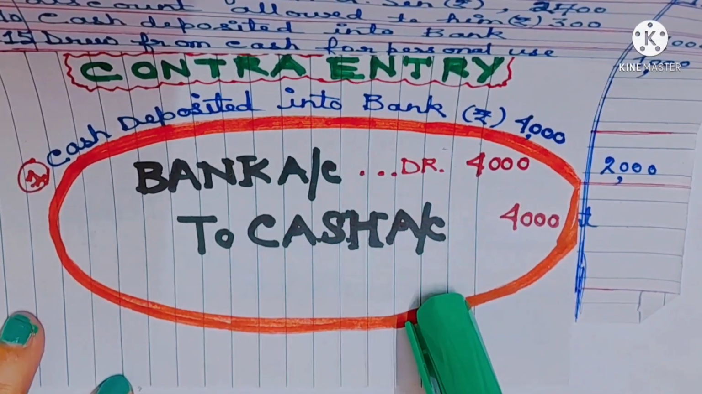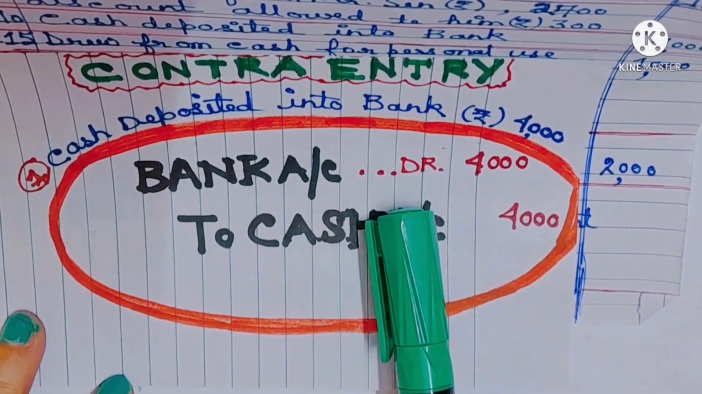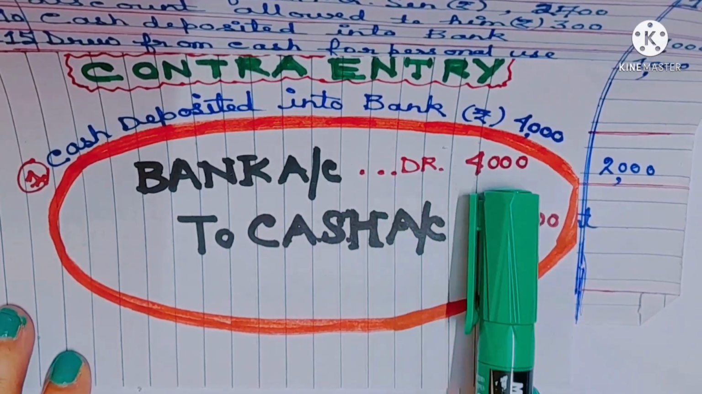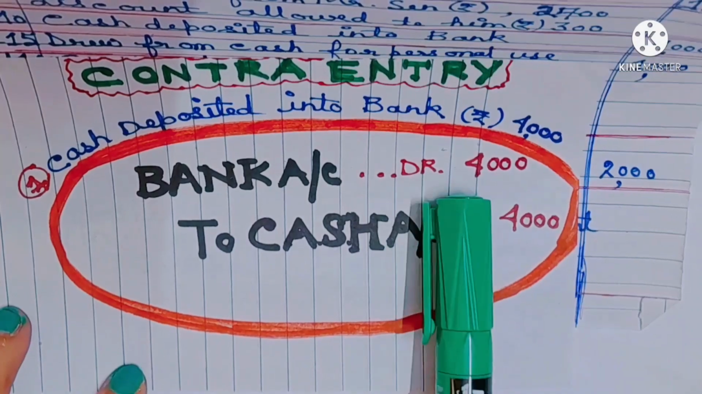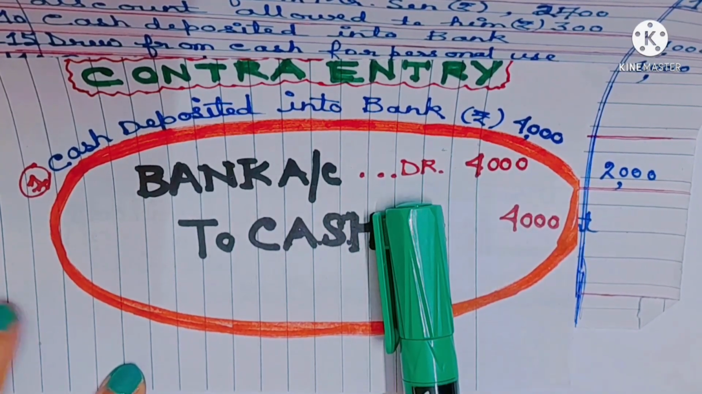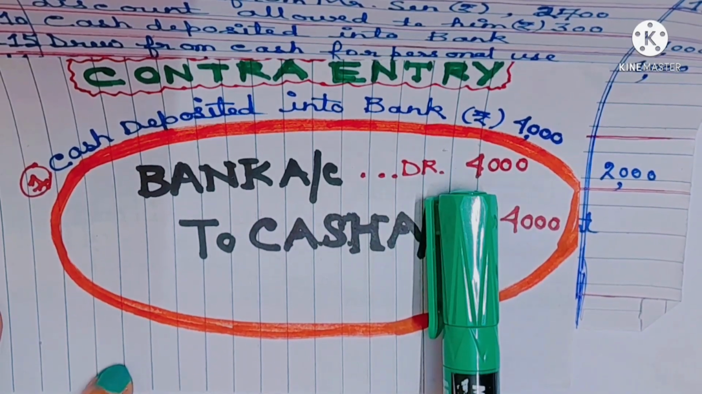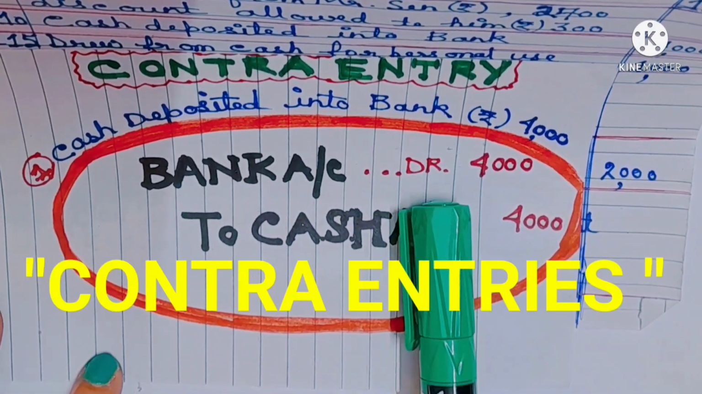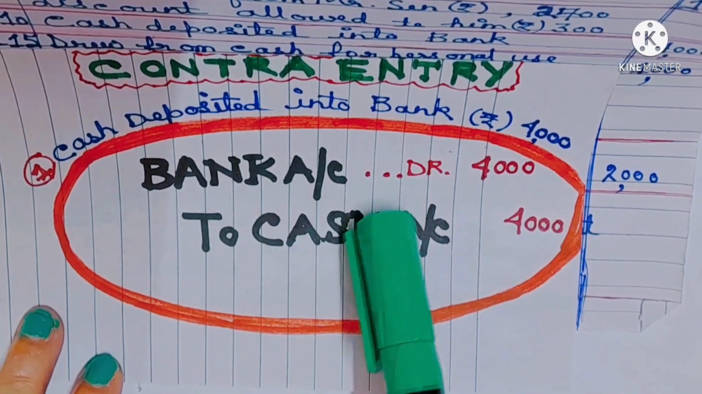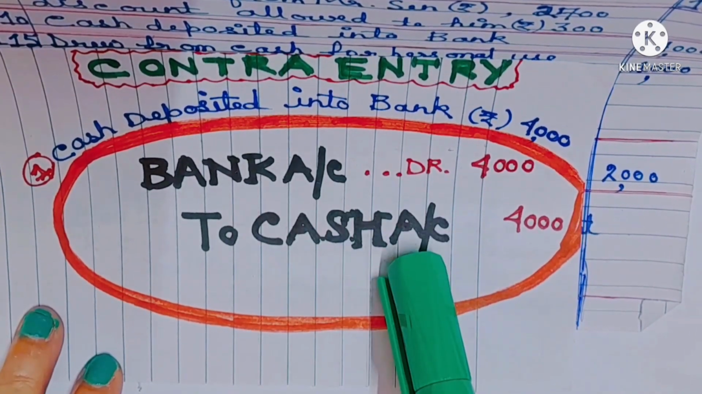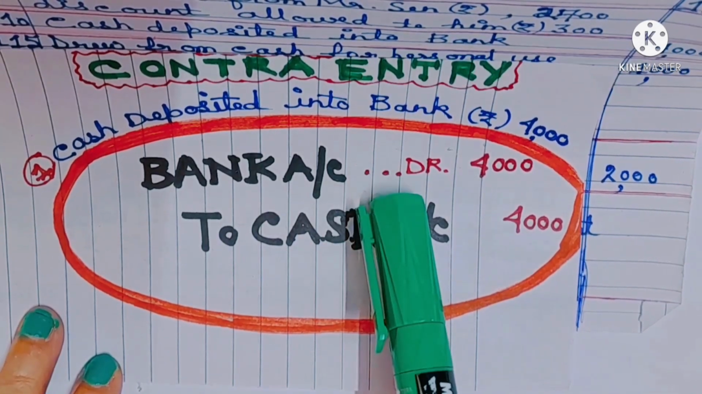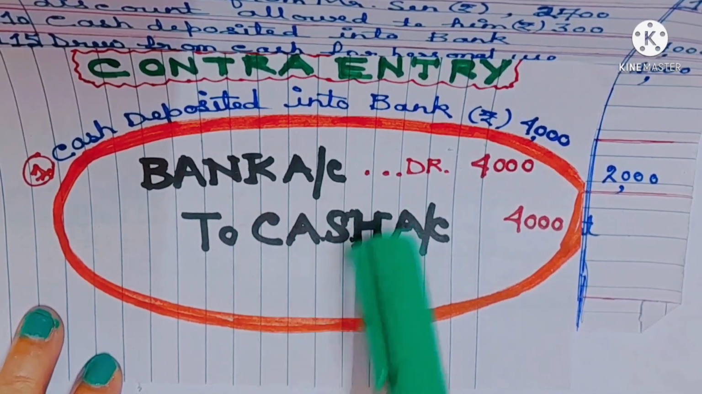First contra entry. I have already explained contra entries in detail. If you are really interested, please check out my video titled Contra Entries. Okay. So the journal entry is bank account debit to cash account. Please remember, a contra entry affects both cash account and bank account.